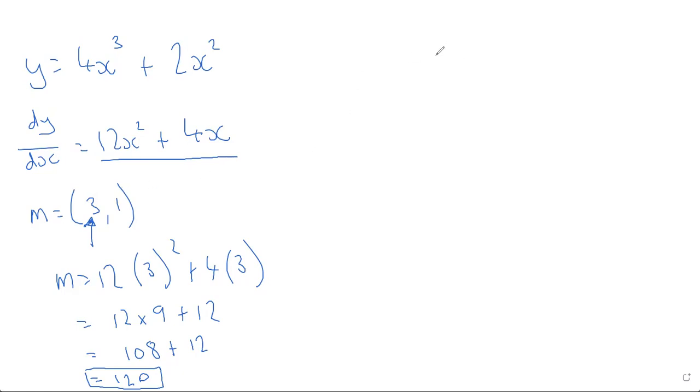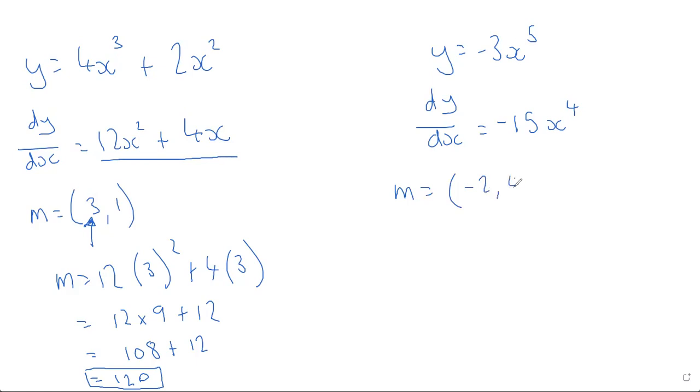So let's do another example. y equals negative 3x to the power of 5. So what's dy/dx? Good. Okay, so I want to know the gradient at the point negative 2, 4. What would I do? Stick the x in. Okay, so negative 2 is the bit that I care about. That's going to be in place of x. So negative 15 times negative 2 to the power of 4.